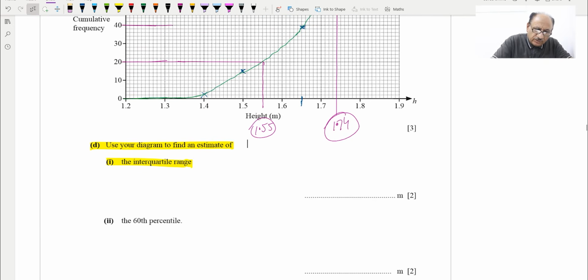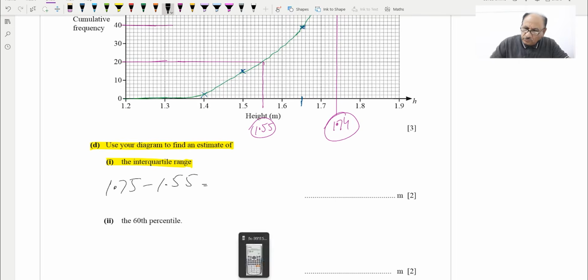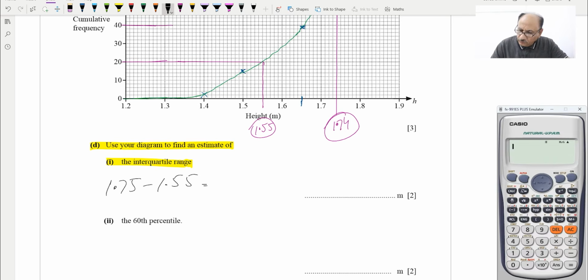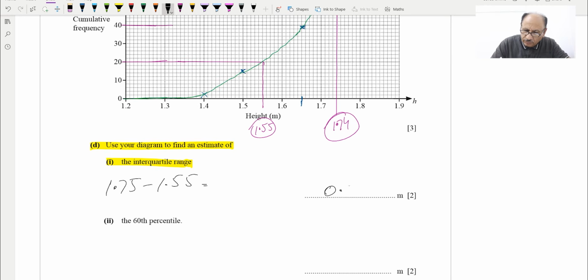Now we can find the interquartile range. It will be 1.75 minus 1.55, which is equal to 0.2. So 0.2 will be our answer for 2 marks.